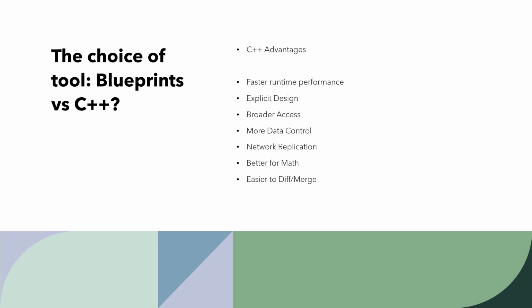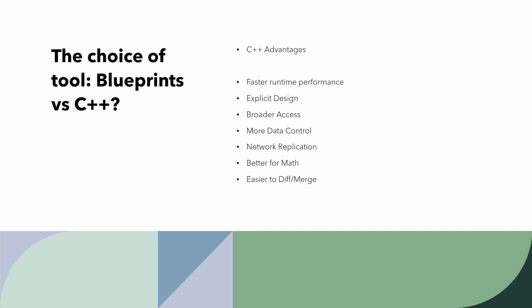Well, with C++, the advantages being faster runtime performance, it's significantly quicker than Blueprint logic, explicit design. By exposing variables or functions from C++, you have more control over exposing members, so you can have a formal API for your class, and it avoids creating overly large and hard-to-follow blueprints. In broader access, in addition to accessing more engine functionality, functions and variables exposed in C++ can be accessed from all other systems.